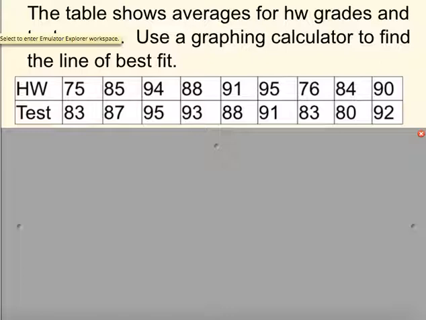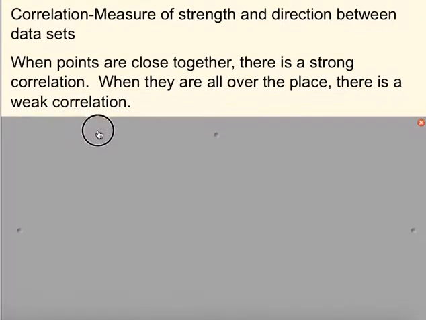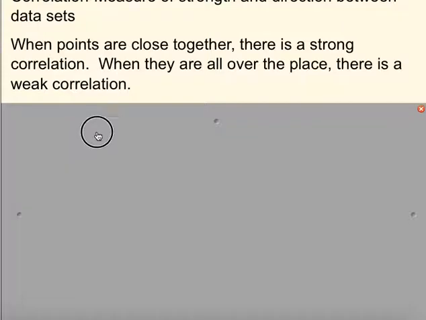Just quickly, remember, by hand or by a calculator, you can figure out some predictions with these trend lines. Now, a correlation is something else we can get from our scatter plots. It's the measure of the strength and direction, like we said in our vocab. And when points are really close together, we call that a strong correlation. When they're all over the place, it's weak.